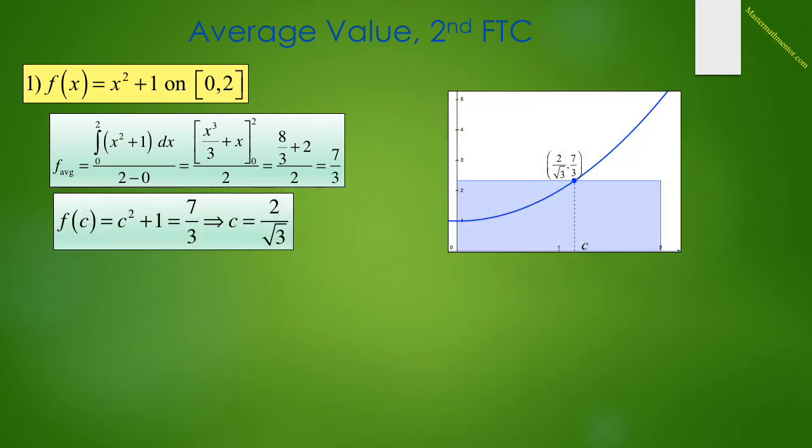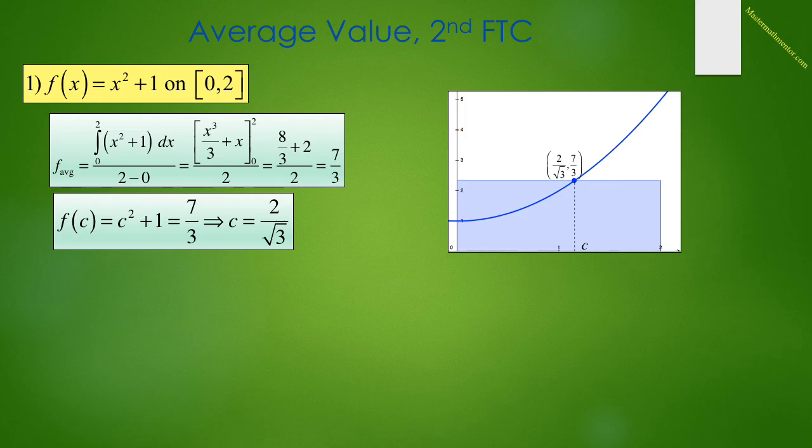In 1b, you're asked to find the value of c guaranteed by the mean value theorem for integrals. What this means is this. We have found the average value to be 7/3, as we see on the graph. We are now interested in the value of c that gets us to 7/3. And to do that, we set f of c, which is c squared plus 1, equal to 7/3. And that gives c squared is equal to 4/3, and c is equal to 2 over the square root of 3.